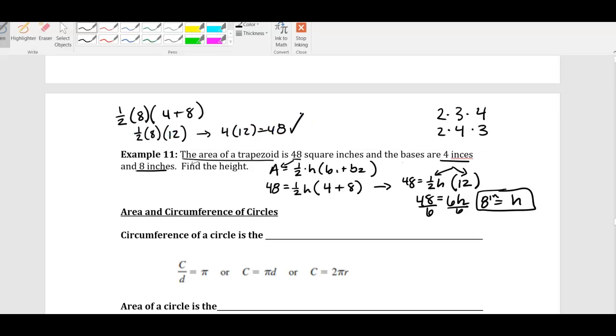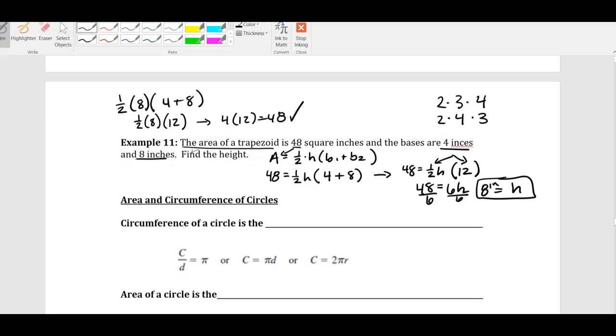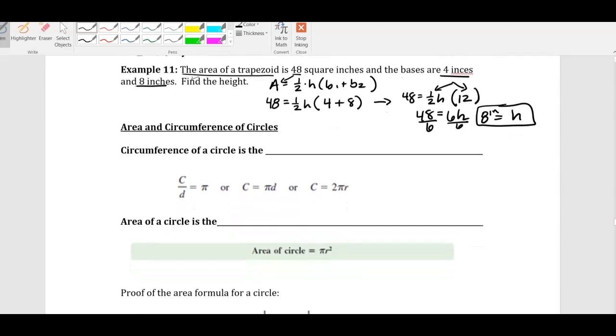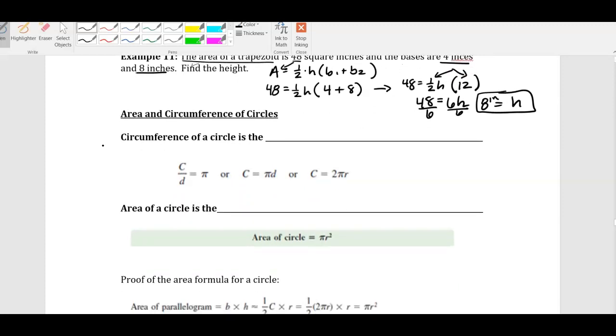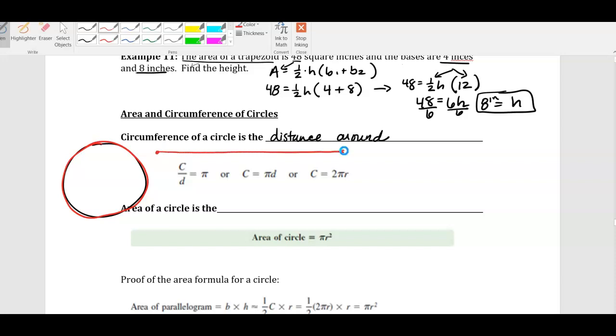It doesn't take long. All right, so last but not least, we're going to talk about circles. So we've got a couple of different formulas here. So let's talk about area versus circumference. So the circumference of a circle, so if we draw a circle, is just the distance around. So if you were to take a string, for example, and lay the string around the circle, and then take the string and flatten it out and measure it with a ruler, this would be the circumference.